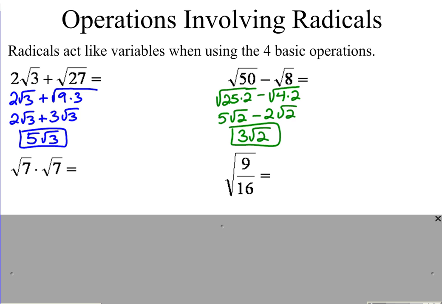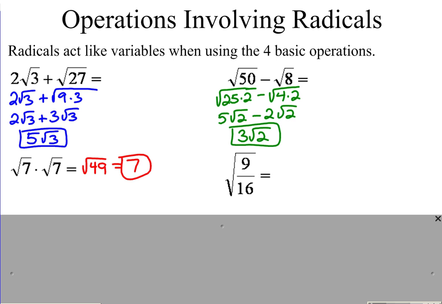Root 7 times root 7. Now, when we multiply radicals, you can multiply things that are underneath. Stuff underneath a radical you can multiply together. Stuff outside a radical you can multiply together, but don't mix things. In other words, don't take things outside the radical and multiply it with stuff inside the radical. Root 7 times root 7. 7 times 7 gives us root 49, and root 49 is just 7.